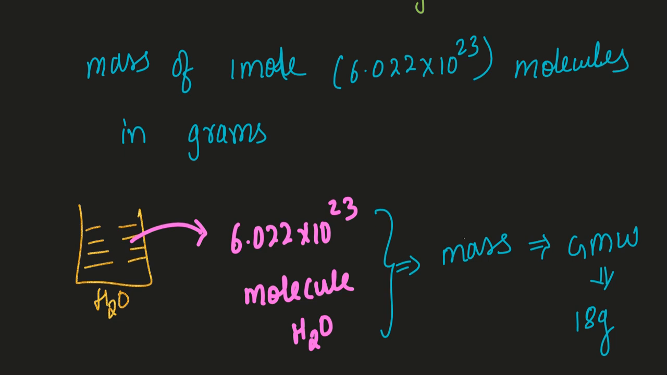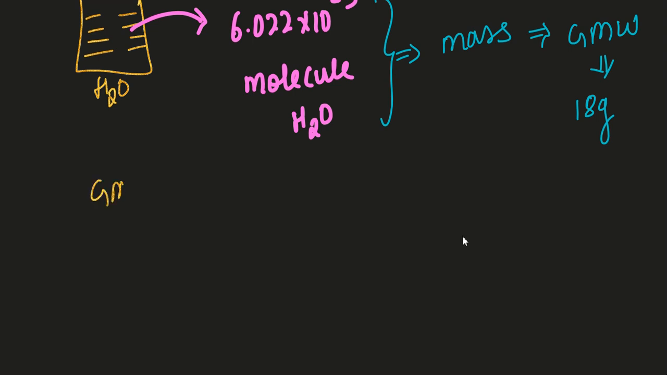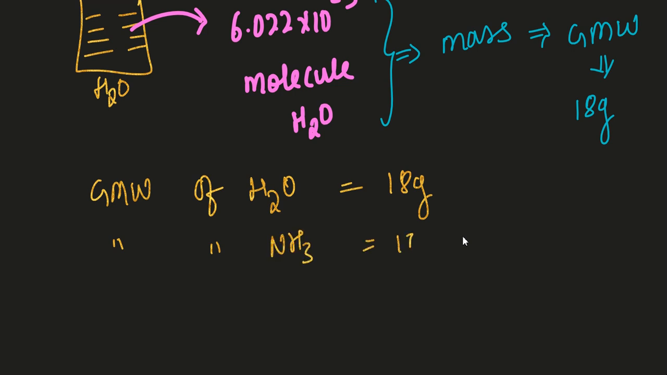If you take one molecule, then the name is molecular mass. If you take this many molecules, then the name is gram molecular weight, or gram molecular mass. Let us take some examples. Gram molecular weight of H2O is 18 grams. Gram molecular weight of NH3 is 17 grams. Gram molecular weight of CO2 is 44 grams. I hope you understood the differences between all the terms.